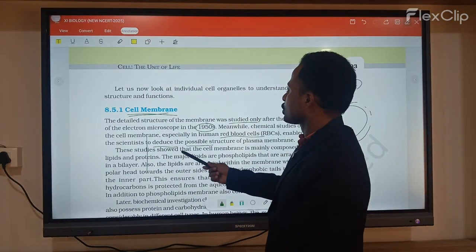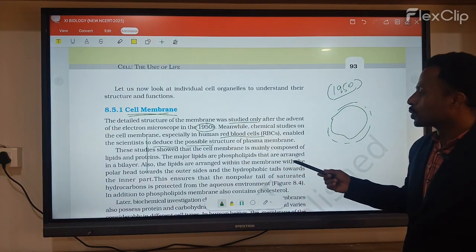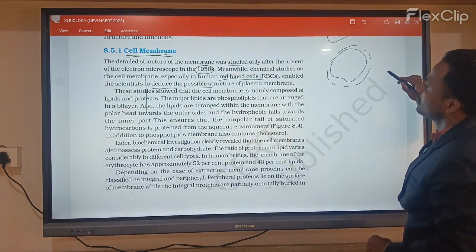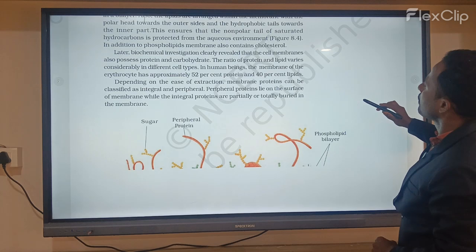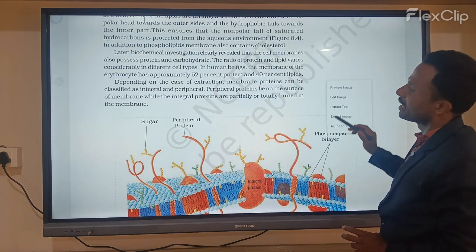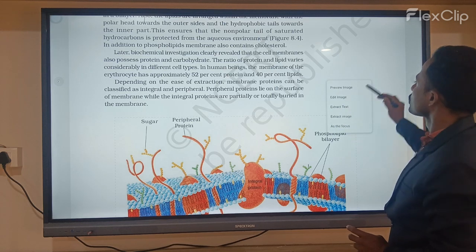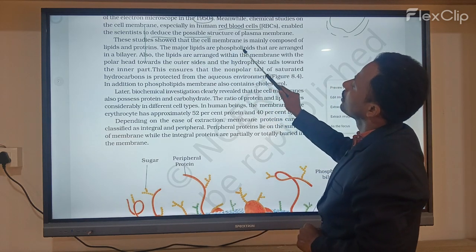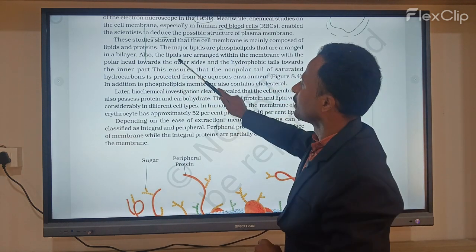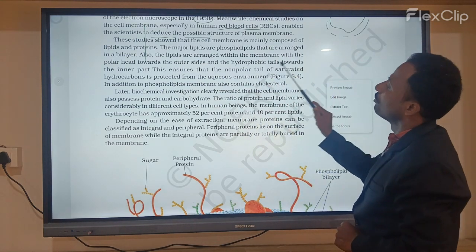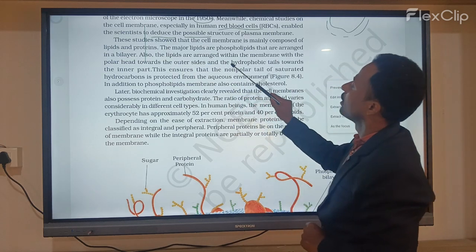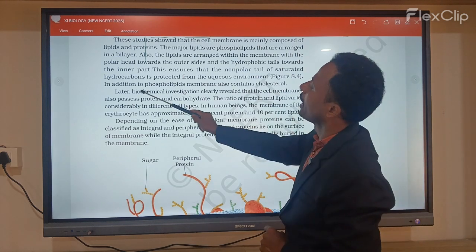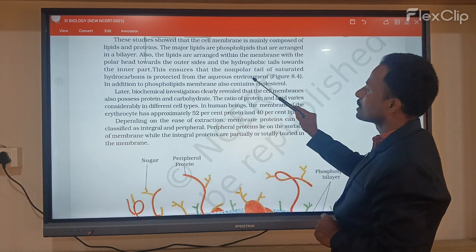The studies show that the cell membrane is mainly composed of lipids and proteins. For example, take one particular cell membrane. It is a two-layer structure. Here the major lipids, the phospholipids, are arranged in a layer within the membrane, with the polar head towards the outer side and the hydrophobic tails towards the inner part, which ensures that the non-polar hydrocarbons are protected from the aqueous environment.